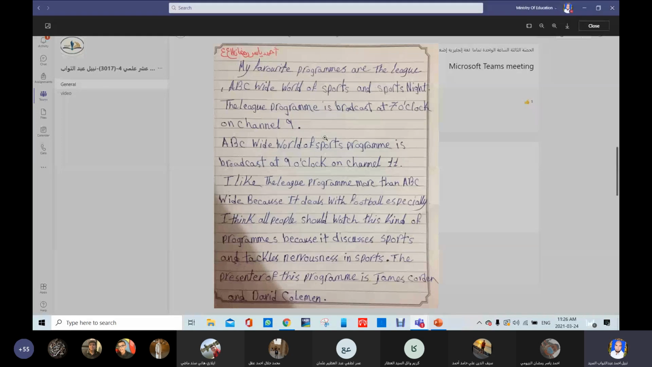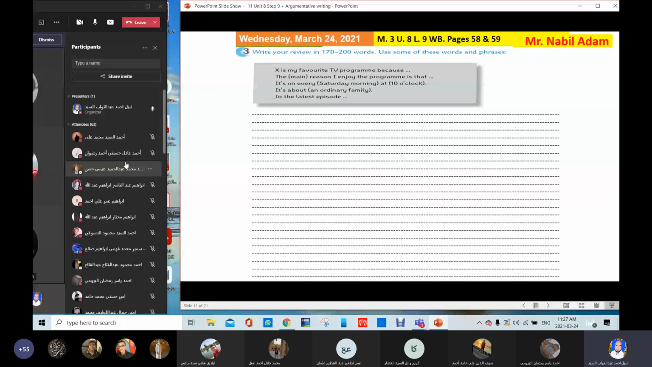Let's see who's ready to read his paragraph. You should use these phrases and words that can strengthen and improve your writing. So you should use these expressions in this box.